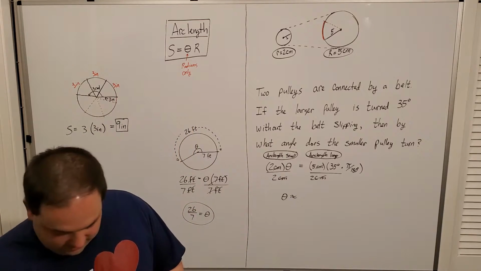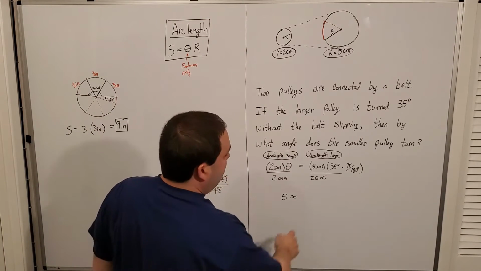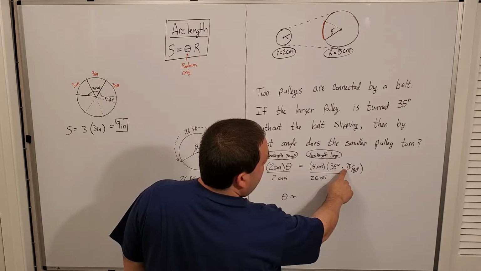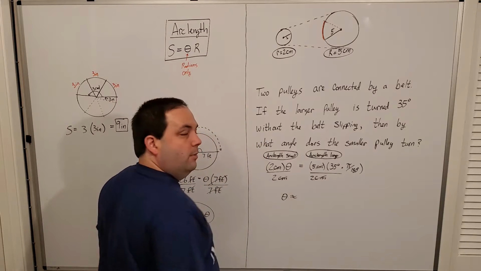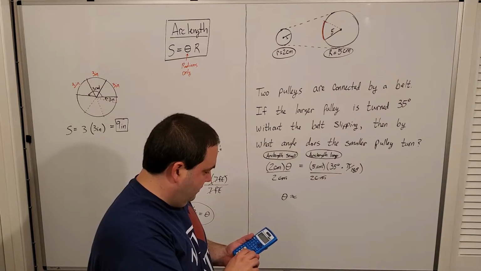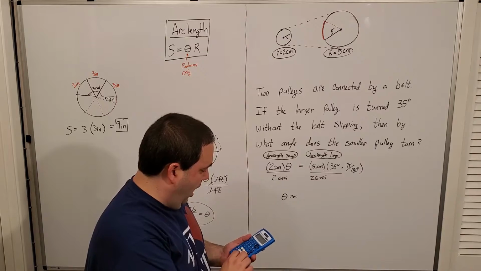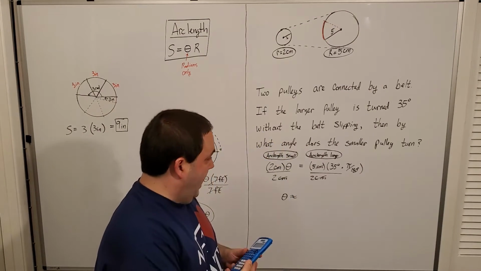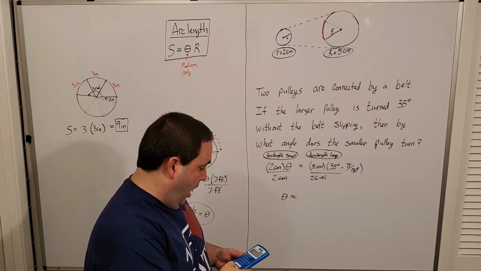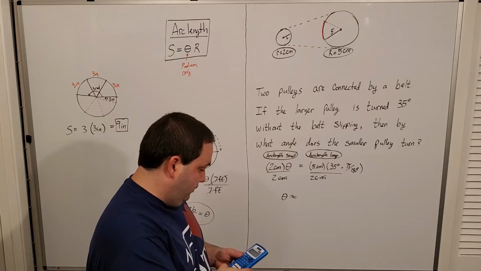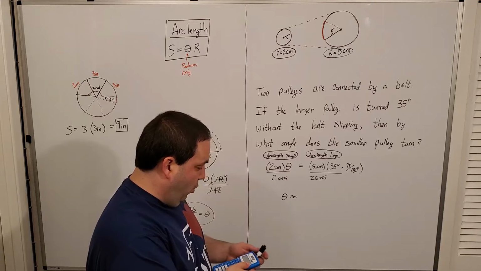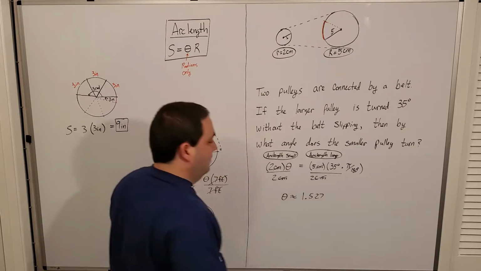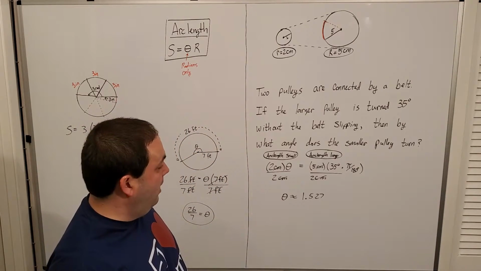Let's go ahead and punch this up. I have 5 times 35 times pi divided by 180 divided by 2. 5 times 35 times pi is the top, okay? Now I'm going to do divided by the 180 and the 2. So I get 1.527 radians.